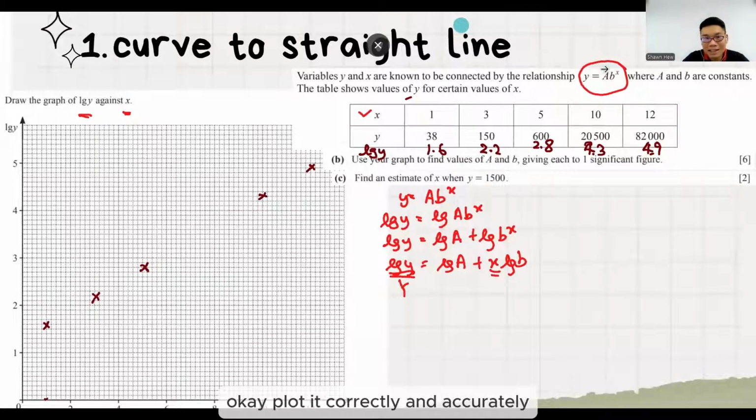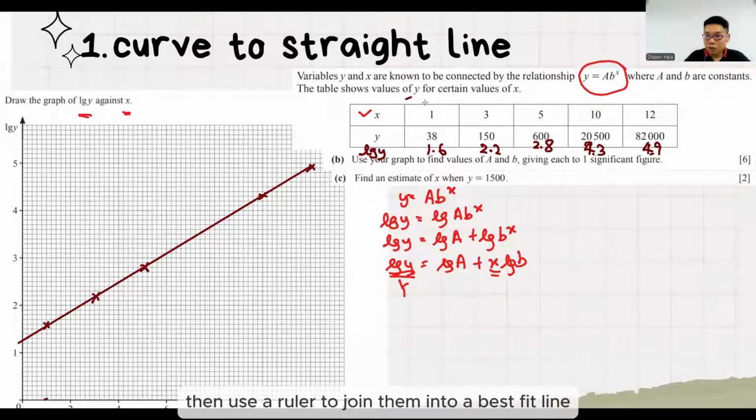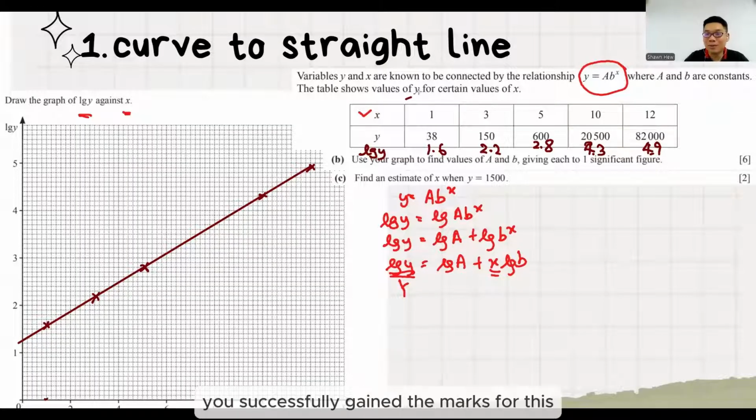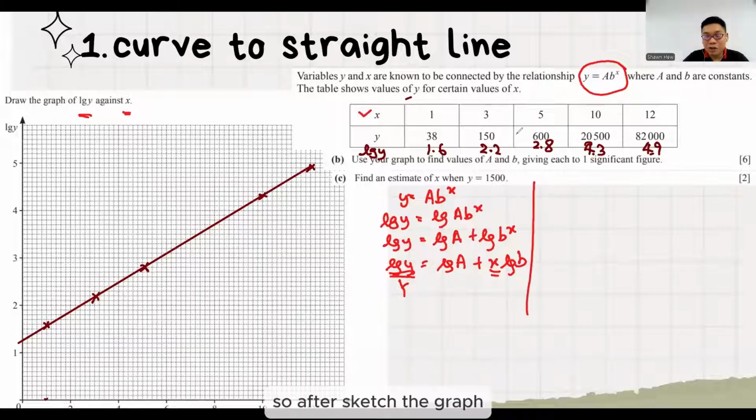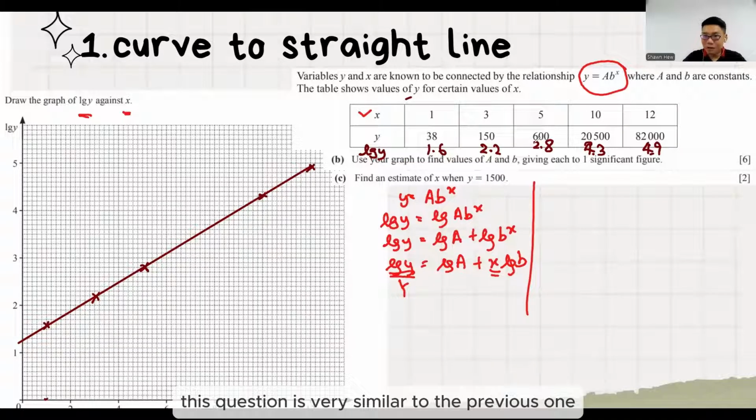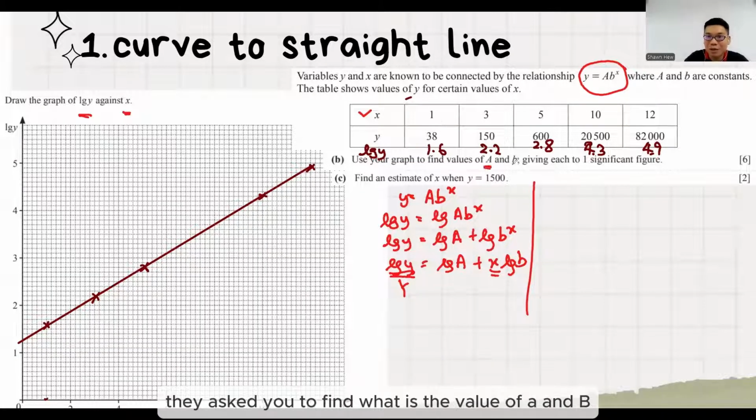Plot it correctly and accurately. Then use a ruler to join them into a best fit line. Congratulations, you successfully gained the marks for this. After sketching the graph, this question is very similar to the previous one. They ask you to find the value of A and B.